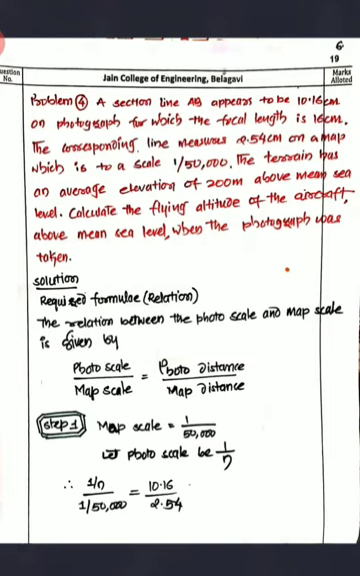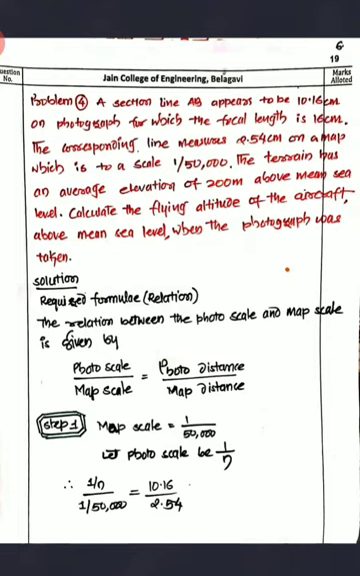So the required relation is: photo scale divided by map scale is equal to photo distance divided by map distance. Photo distance we have, that is 10.16, and map distance is 2.54. Both are here. The only thing is that you should get the photo scale. The map scale is given as 1:50,000, so if you compare these things, you can get the photo scale. The photo scale is not given.